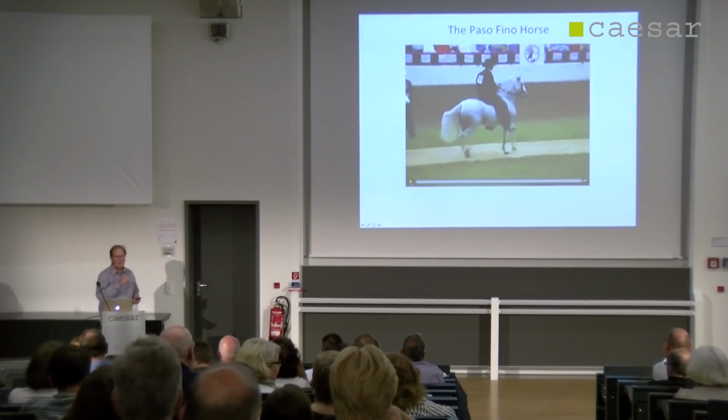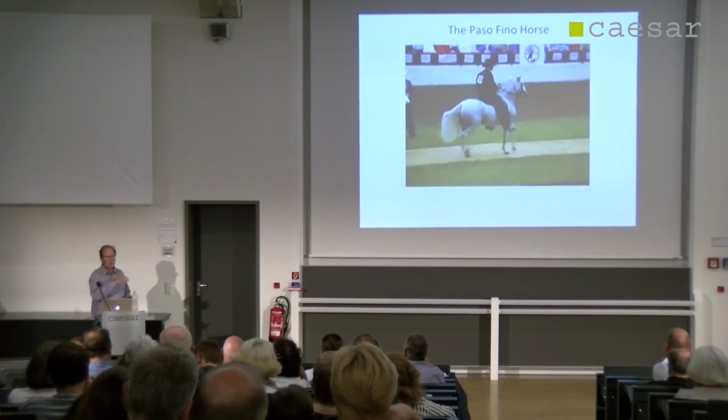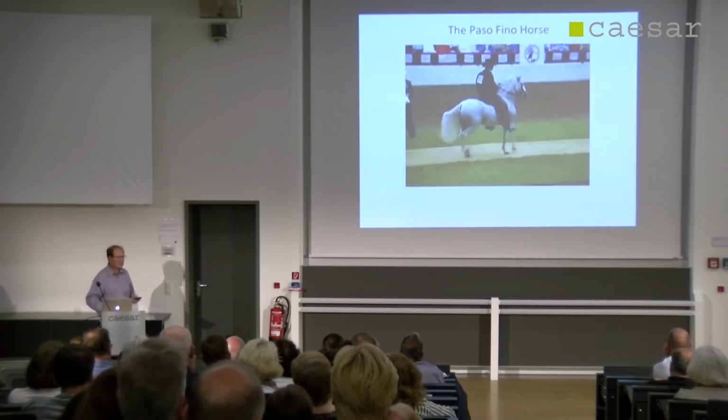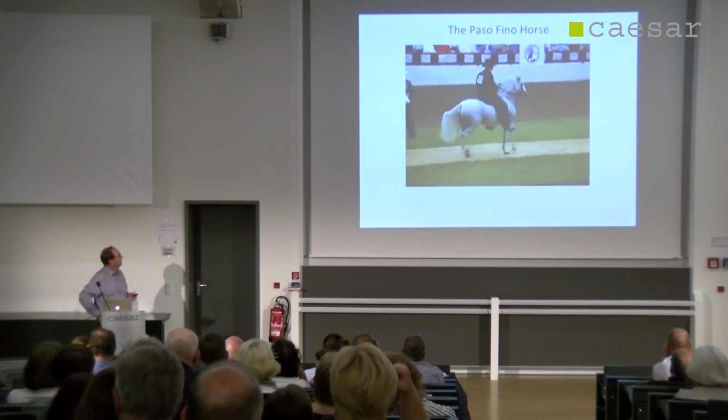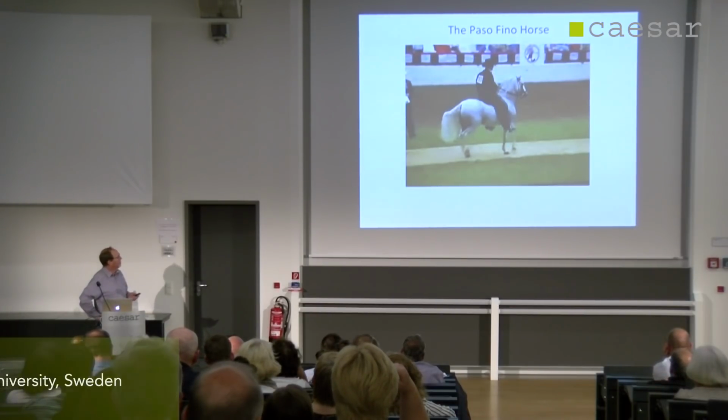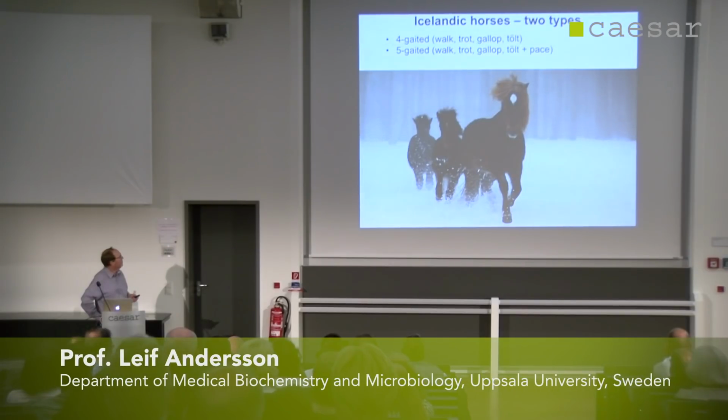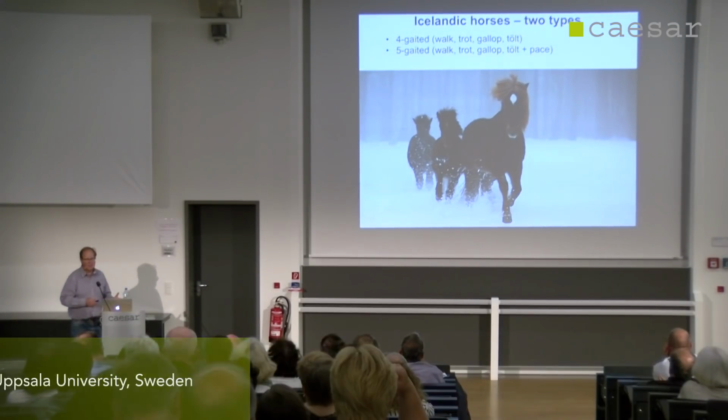So different breeds have different gaits. So you could Google on this and see some fascinating gaits. So in different breeds, they have selected different variants of this ambling gait. But Icelandic horses, there are two types. So you have four-gaited, so they can do walk, trot, gallop, and this tölt. And then five-gaited, then they could also do this pace. So about half of the population are four-gaited and half are five-gaited.